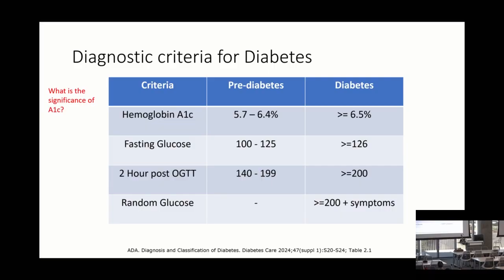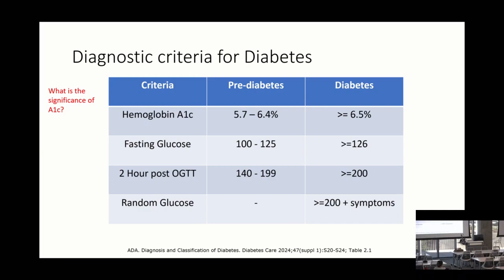Normal is less than 126. Okay, so non-diabetes range is less than 126. Pre-diabetes is between 100 and up to 125. Okay, normal glucose, non-diabetes, no pre-diabetes is less than 100. Okay, so that should be easy. So less than 100 is normal. More than 126 is diabetes.